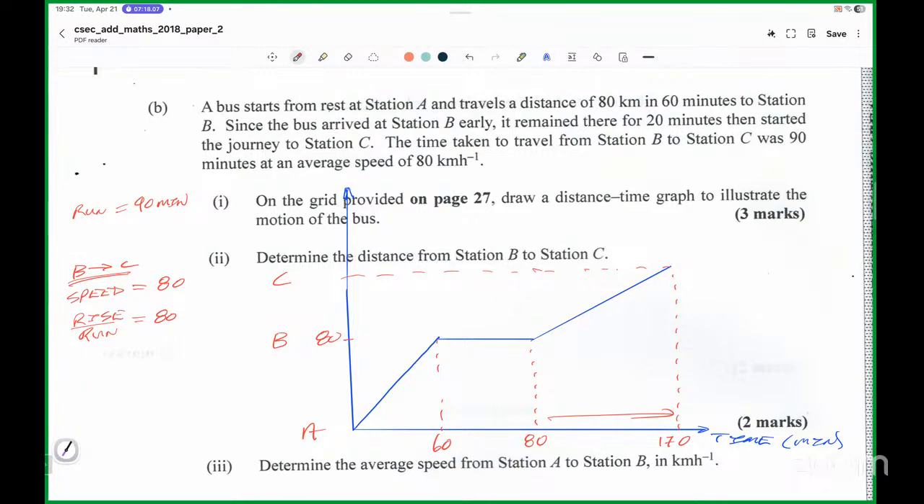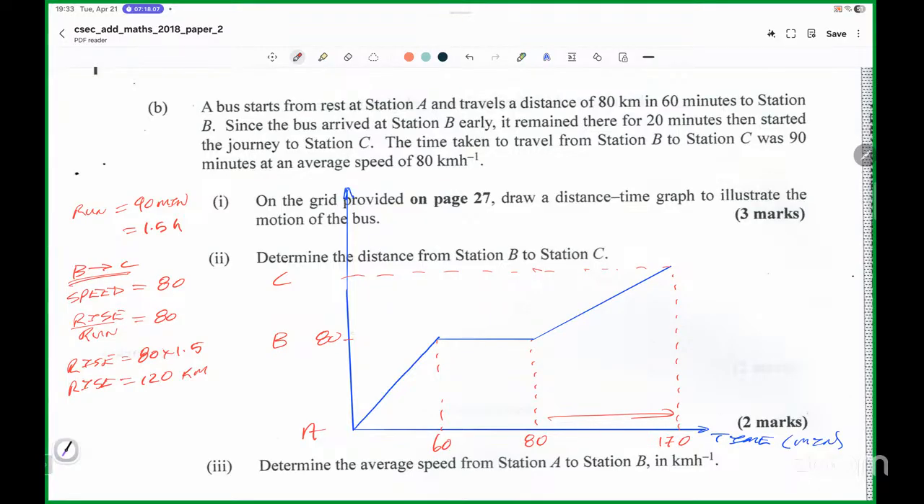We're trying to find that rise, right? We want to find this rise, that distance rise. So the 90 minutes is actually 1.5 hours. So the rise then becomes 80 times 1.5. What does that work out to? 120, doesn't it? That's 120 kilometers. That's the rise.